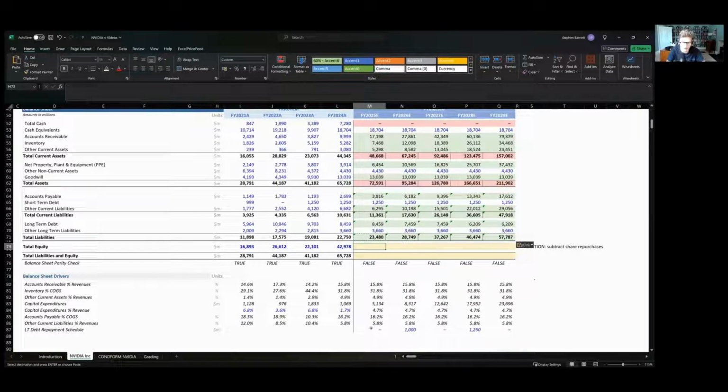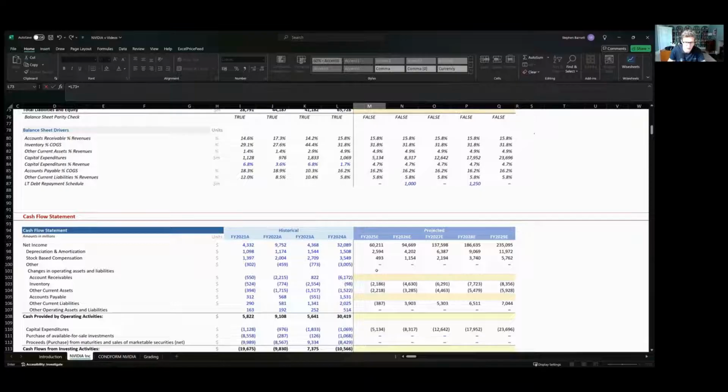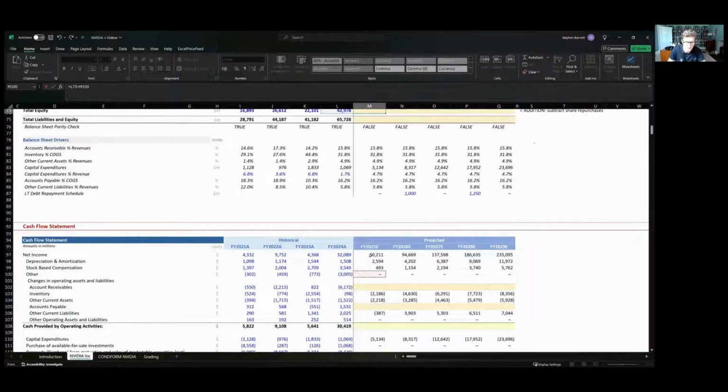Total equity. Well, look, this is the balancing item. Don't do a goal seek or don't do total assets minus total liabilities to get to that balancing item, because that's not best practice from a balance sheet perspective. What we need to do is take the total equity and then we take some cash flow items. We take net income.